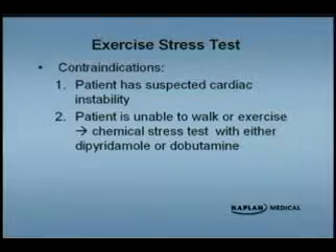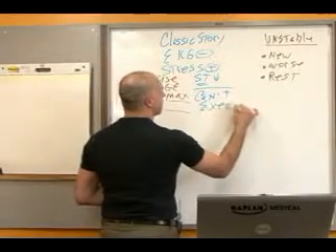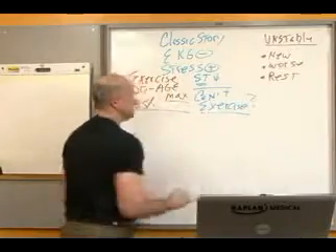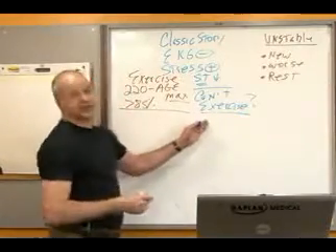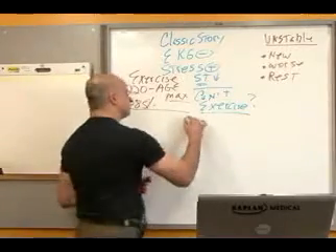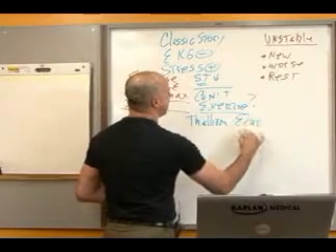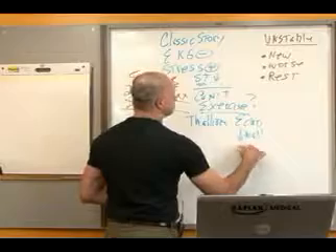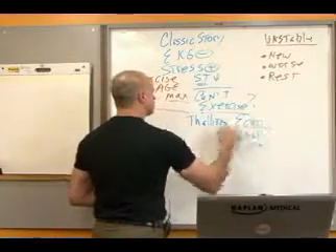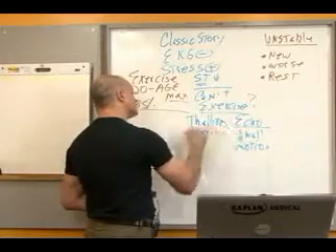The other thing is, what are you going to do if the person can't exercise? You have to have a pharmacological way of simulating the exercise. That is dipyridamole or Persantine thallium, or dobutamine echo. I'm looking for decreased wall motion on the echocardiogram, and I'm looking for decreased thallium uptake on the thallium test.